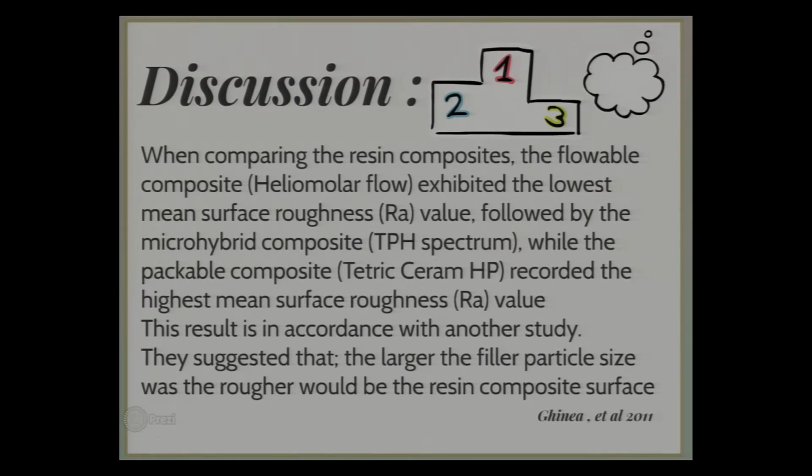When comparing between the resin composites, flowable, packable and microhybrid, the flowable composite exhibited the lowest value among them, followed by microhybrid, while the packable recorded the highest mean surface roughness. This result is in accordance with another study. They suggested that the larger the filler particle size, the rougher the surface.